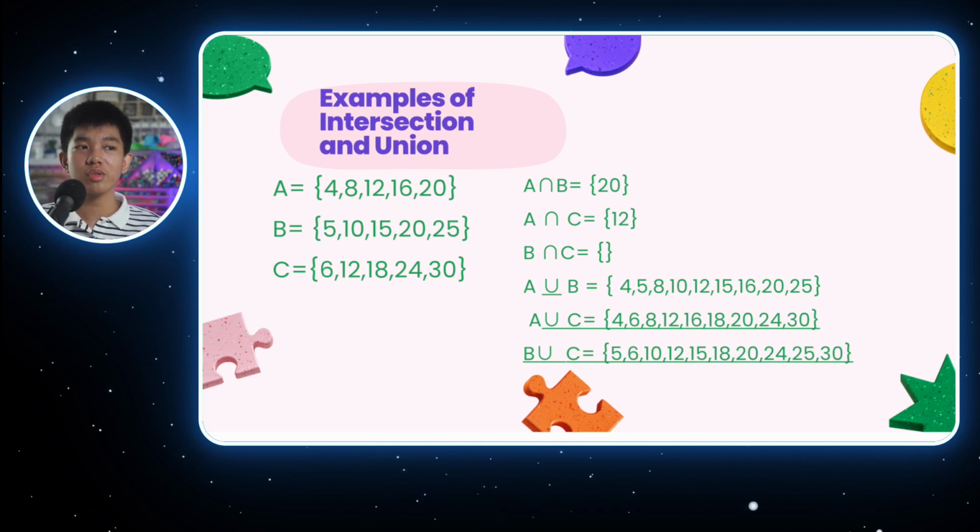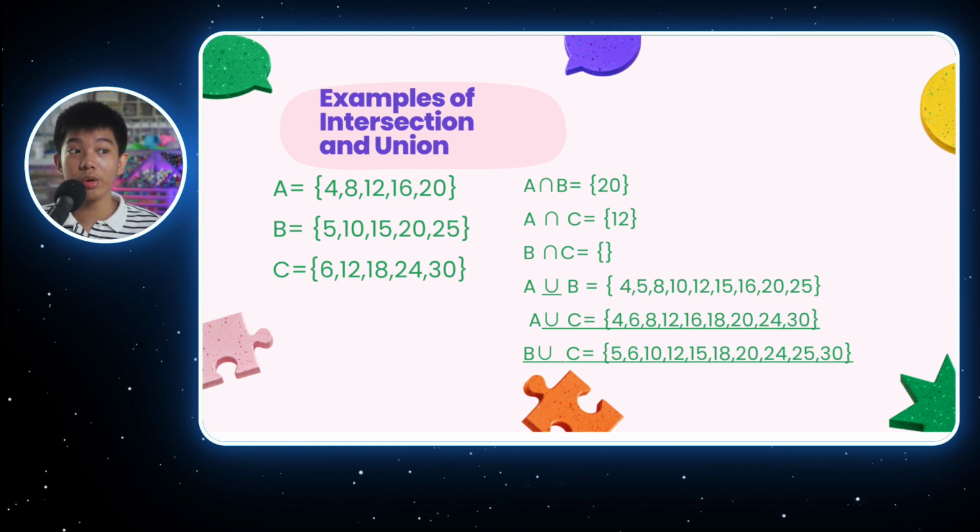Now for union, it's much simpler. Just add all the elements in the sets in ascending order. That's very important.